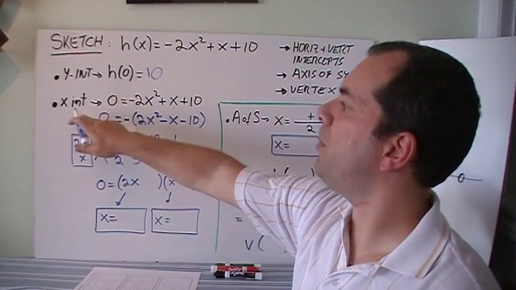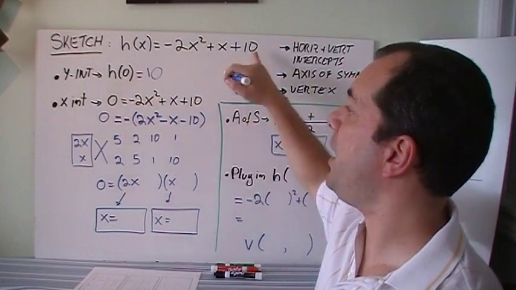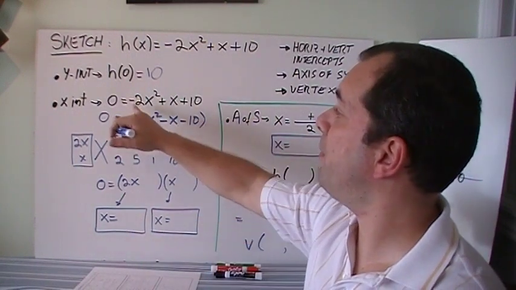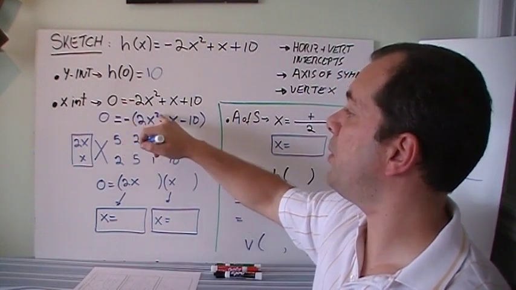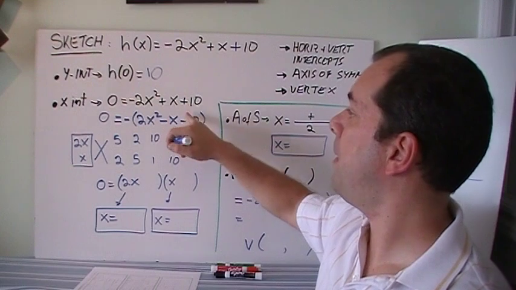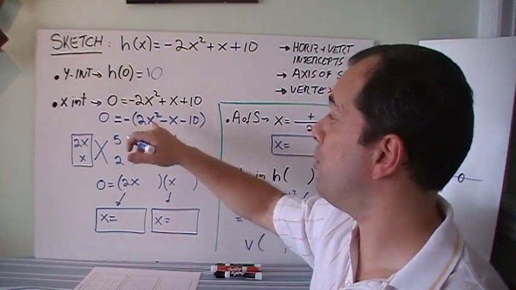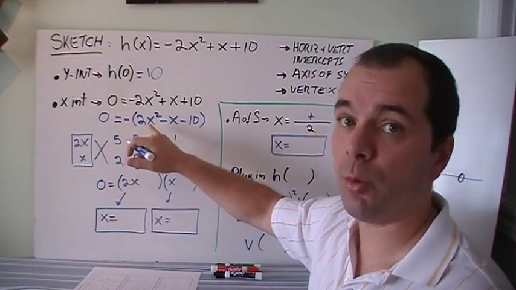Great. Let's look at my x-intercepts, or my zeros. I say 0 equals whatever they gave me, and now I'm going to try to factor it and see if it works. The first thing I'm going to do is factor out that minus in front, and it becomes 2x squared minus x minus 10. So it's a complex trinomial. I can't take any more common factor, and it starts with a 2, so it's not one of the special cases.